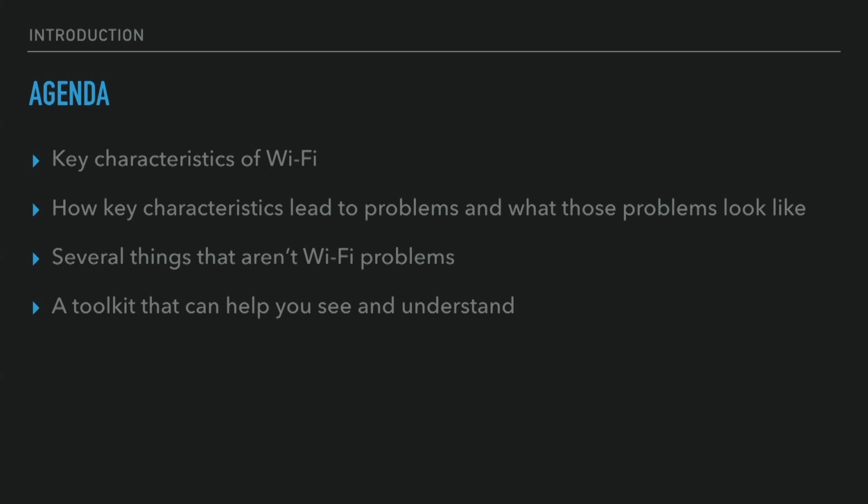So, our agenda is that we're going to outline some key characteristics of Wi-Fi. We're going to talk about how those key characteristics lead to problems and what those problems look like. We're going to talk about several things that aren't actually Wi-Fi problems but do present as Wi-Fi problems, and they're the kinds of things that make your users complain. Hey, the Wi-Fi is terrible. And then finally we're going to talk about a toolkit that can help you see and understand what's going on. If we have some time, I will tempt the gods and perform some live demos of some of these tools.